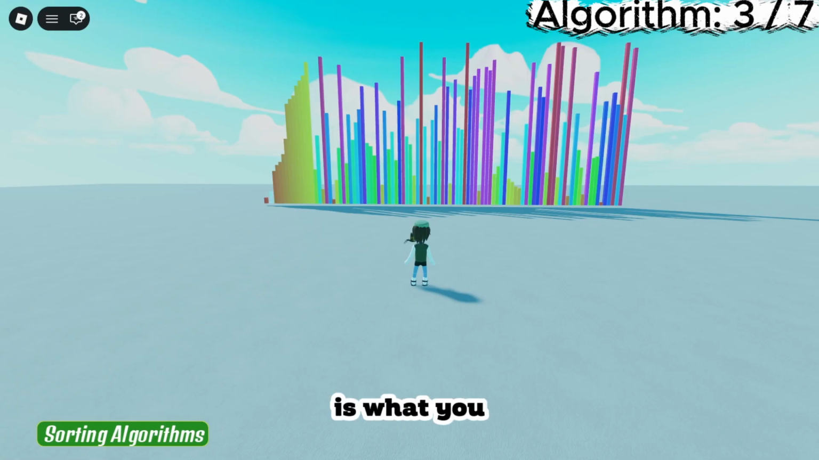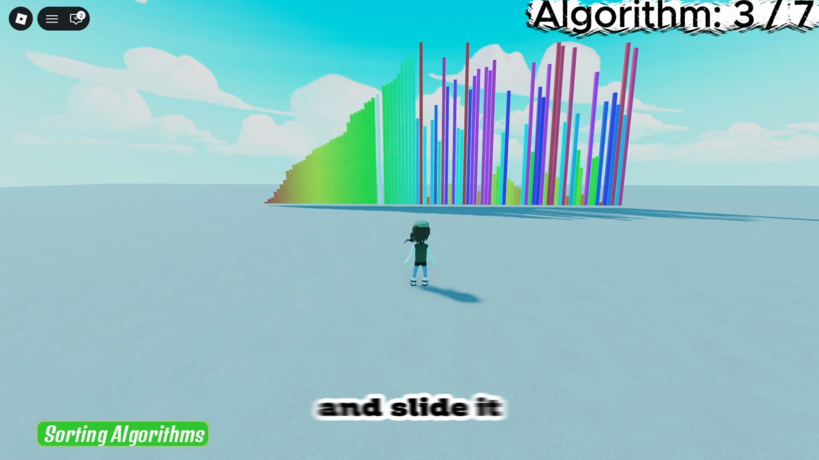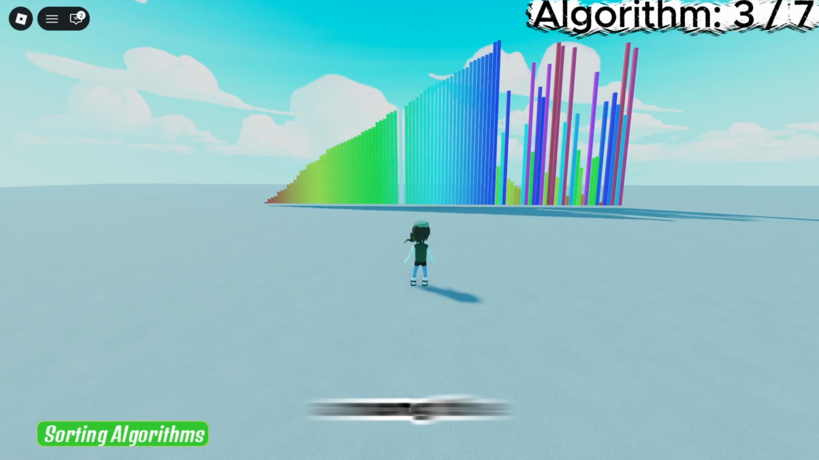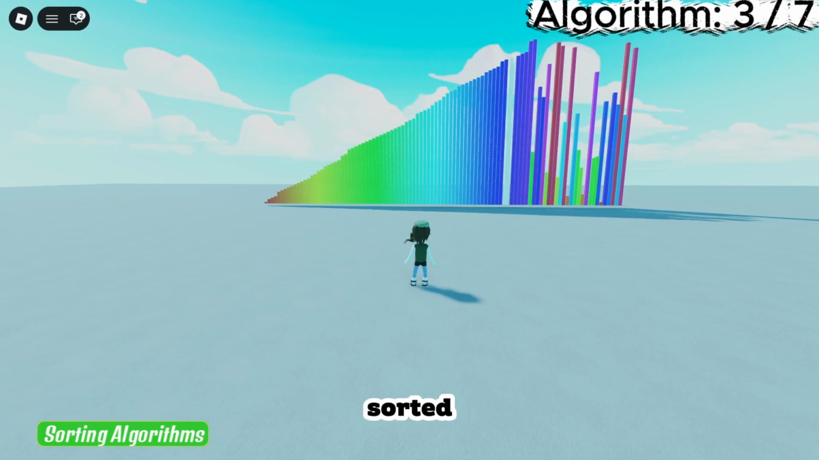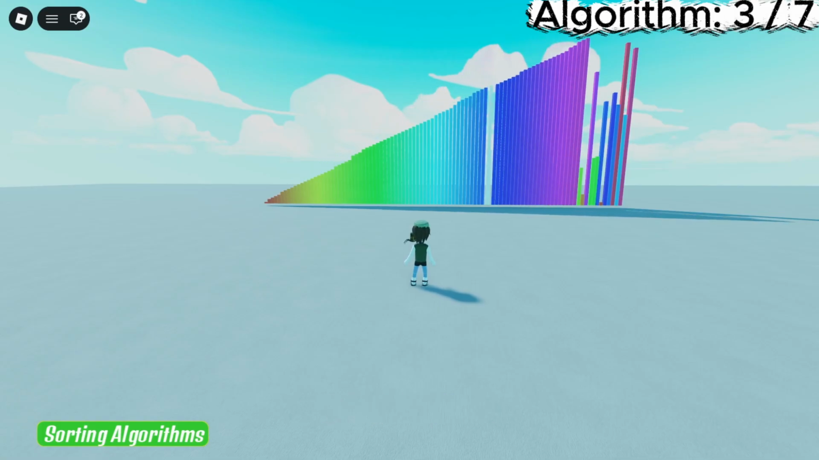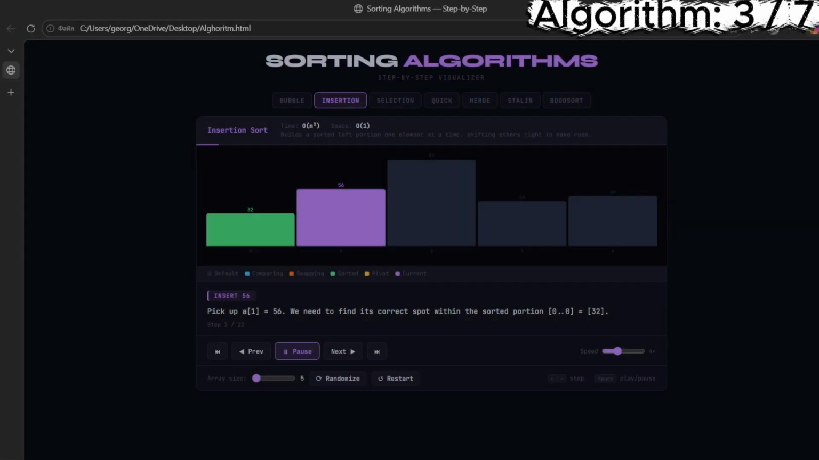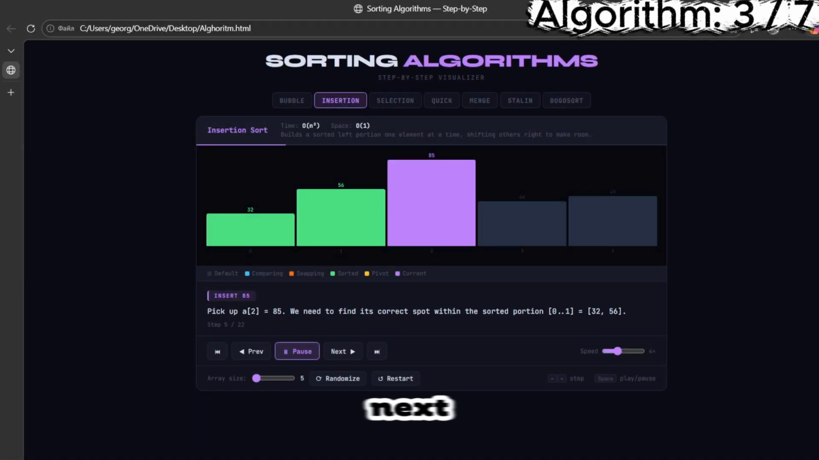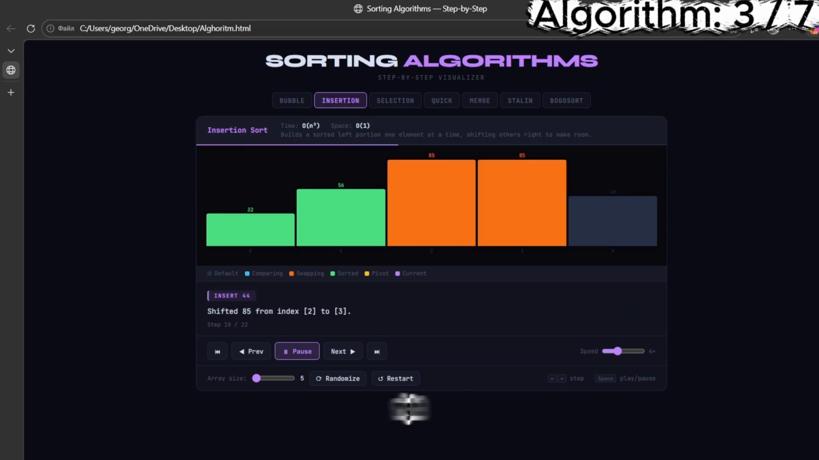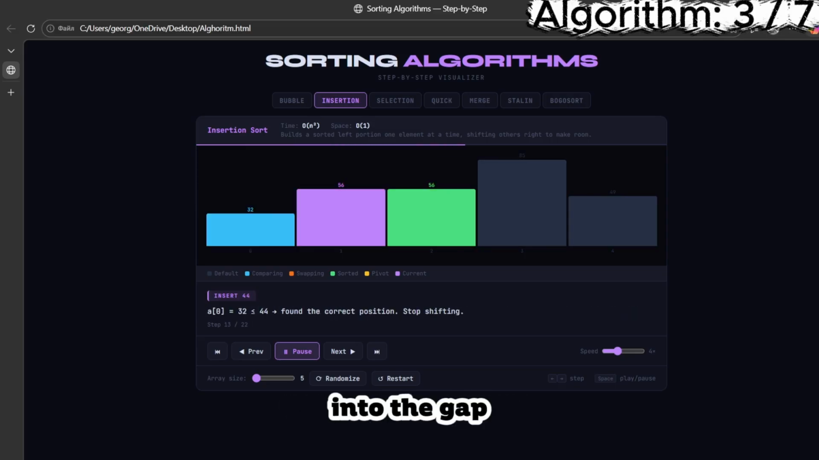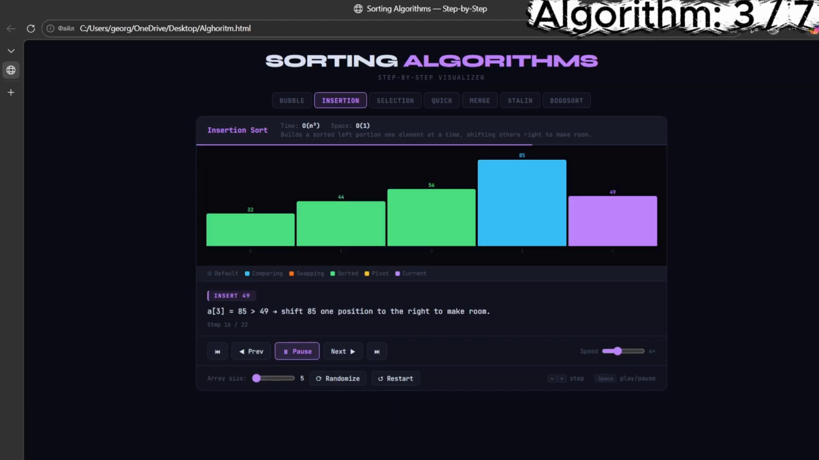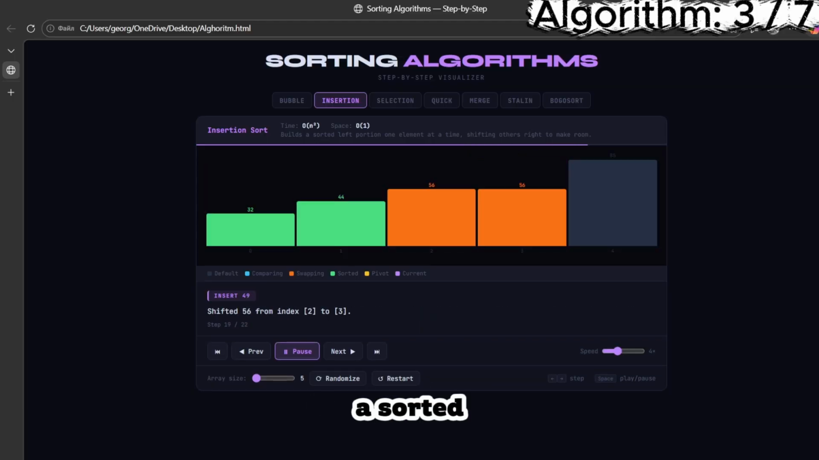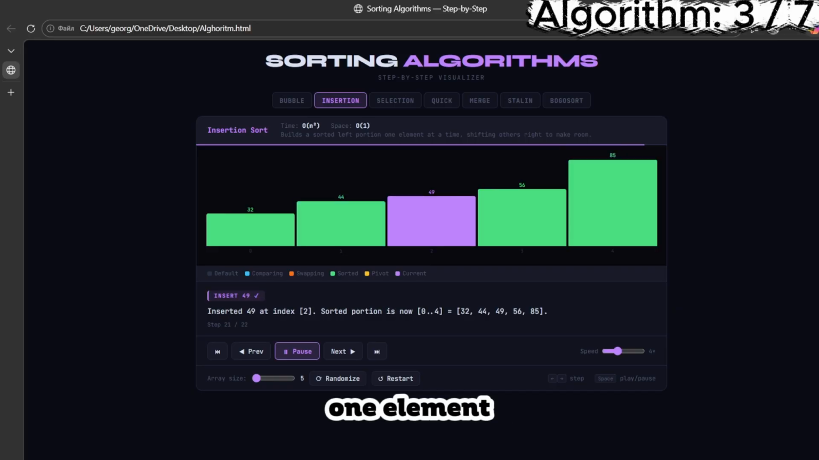Insertion sort is what you do when you sort a hand of cards. You pick up one card at a time and slide it into the right position among the ones you already sorted. That's the entire algorithm. How does it work? Take the next unsorted element, shift everything to its left that is larger one step right. Insert the element into the gap that opens up. The left side is always a sorted sublist, growing one element at a time.